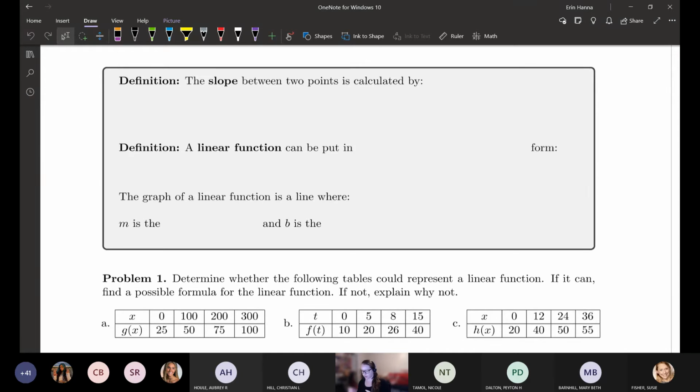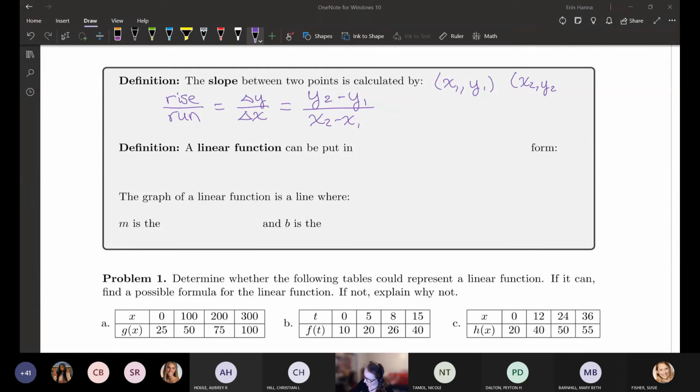We have that the definition of the slope between 2 points is calculated by the following. Sometimes you'll hear it as rise over run. I will usually not call it that, but if you like it, go right ahead. There's a delta y over delta x, and I'll talk about that little symbol in a second. But the real way we calculate it is y2 minus y1 over x2 minus x1. It's essentially the slope between 2 points because you're given some point (x1, y1) and (x2, y2). And this was actually one of your diagnostic questions that I think most of you got pretty much right.